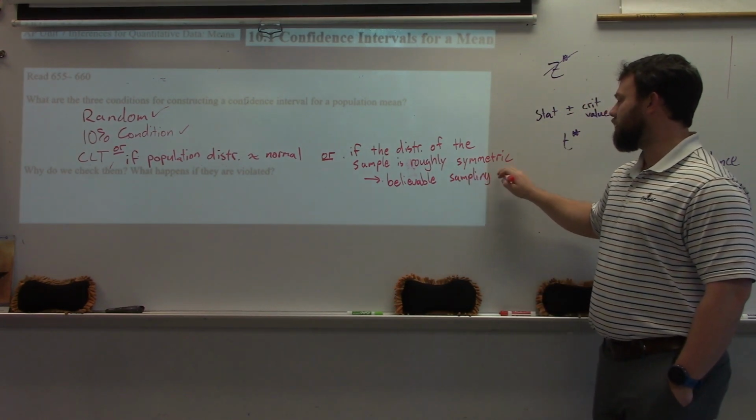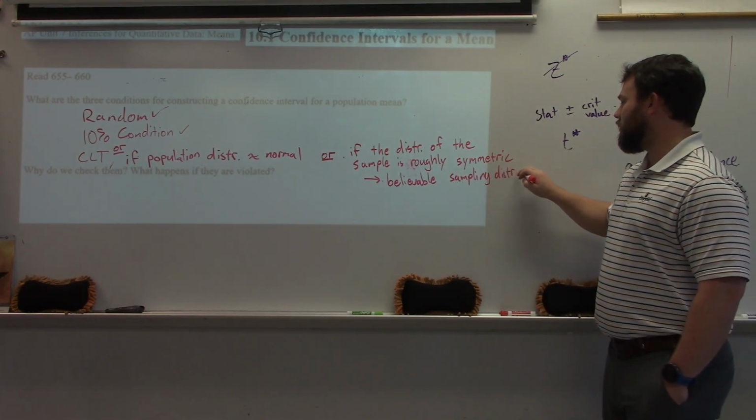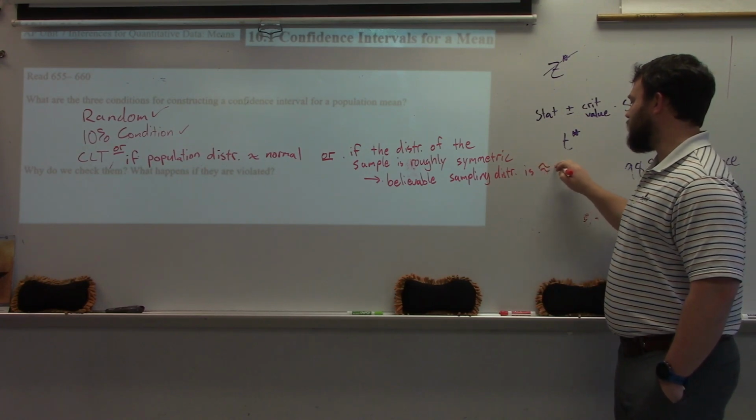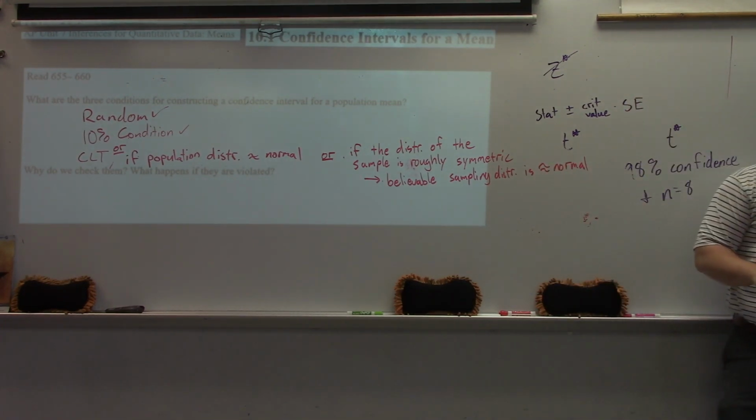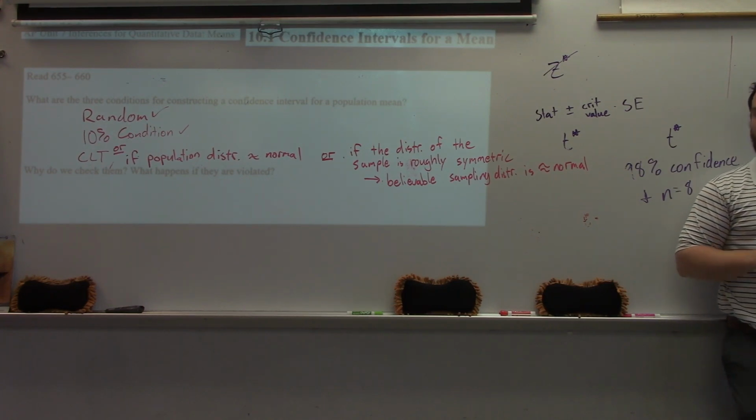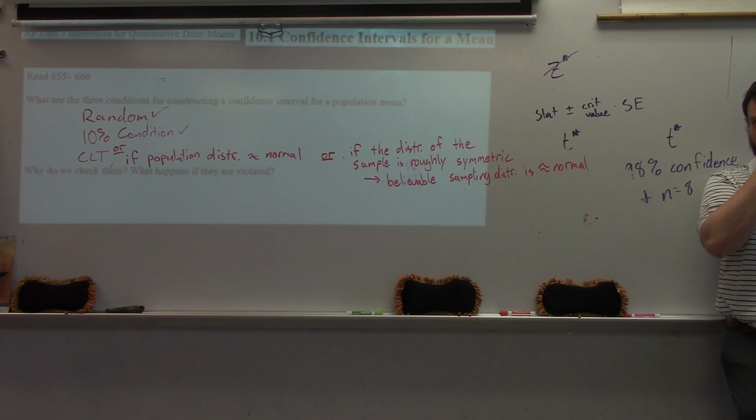The sampling distribution is approximately normal. Hopefully we satisfy the central limit theorem. What do we need a normal sampling distribution for if we're using t-star? Yes. Actually, it would have been normal, but it would be symmetric. So I will point this out.